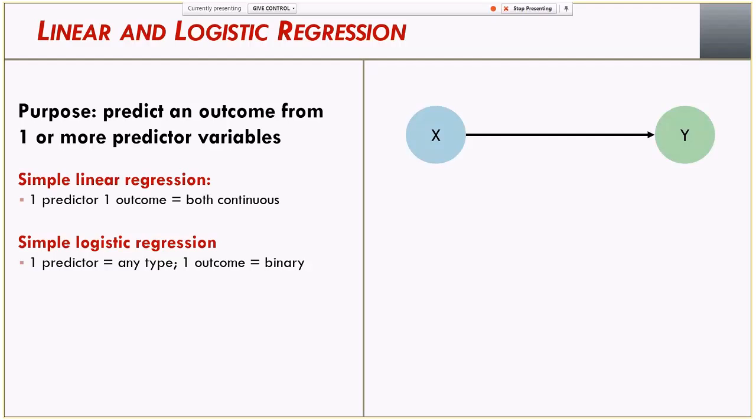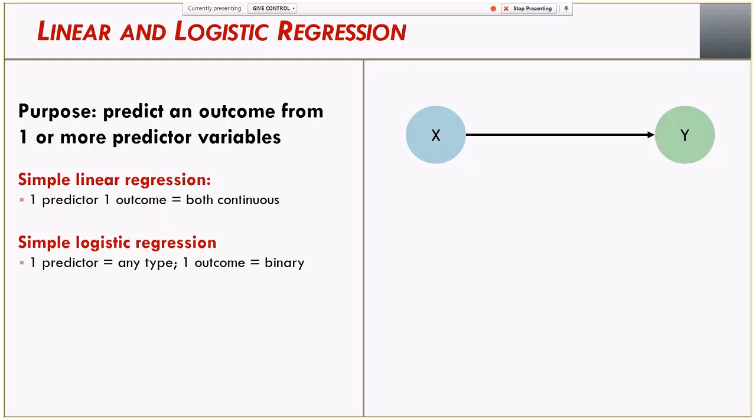Simple linear regression is when you have one predictor and one outcome and they are both continuous. So you have variable X and you're trying to predict variable Y. And both of these can be continuous.